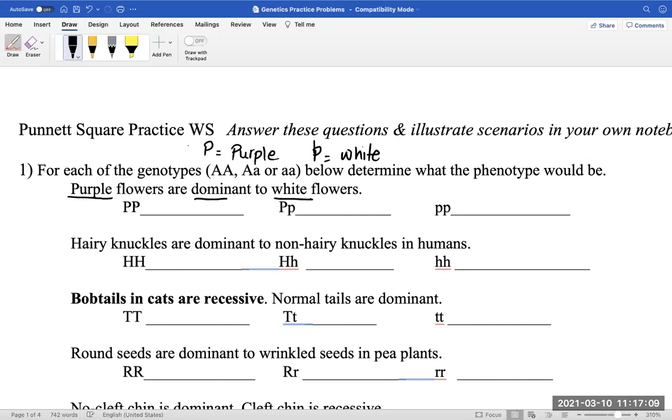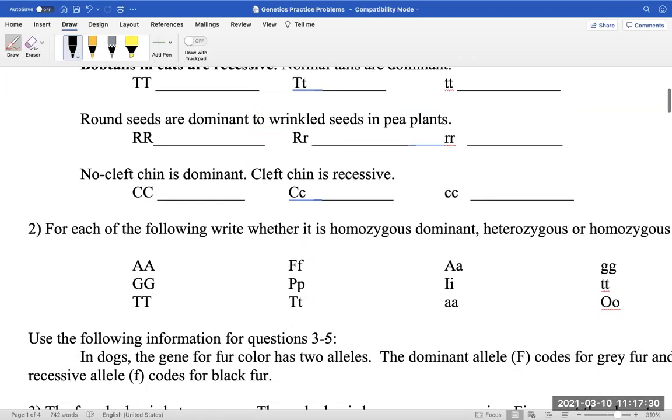Now I'm going to ask you guys, this is big P, is this going to be purple or white? Purple. And next one? Purple. This last one? White. So this tells me you guys understand dominant and recessive. So you can do some more problems. This is on Canvas. You can practice.